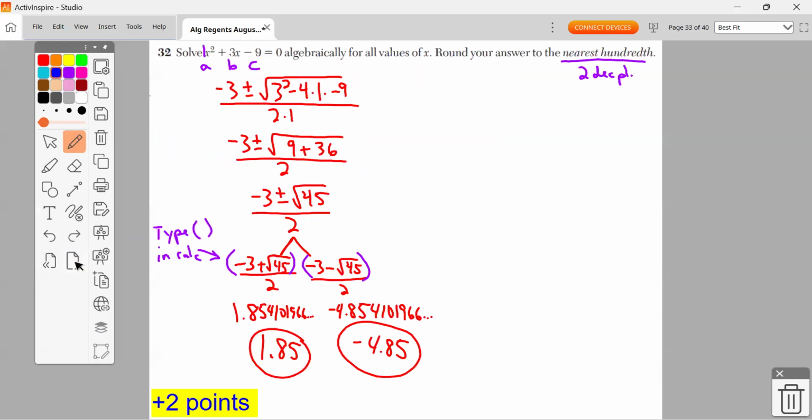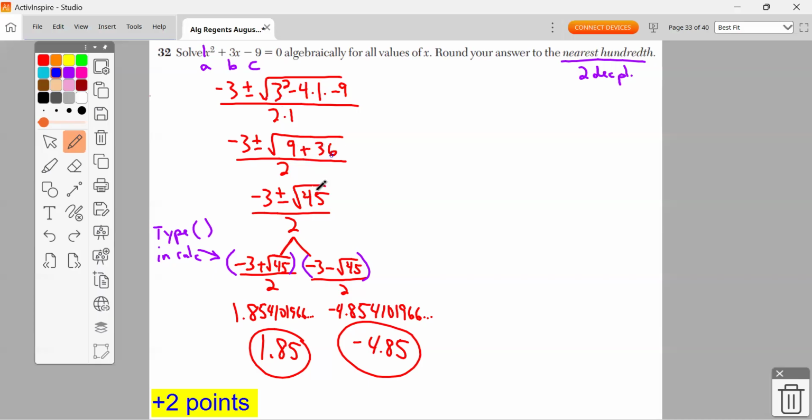In question number 32, solve that quadratic for all values of x. Round your answer to the nearest hundredth. The nearest hundredth is 2 decimal places. I think it's easiest, again, to use the quadratic formula. So my a value is 1, my b value is 3, my c value is -9. Plug those numbers into the quadratic formula.